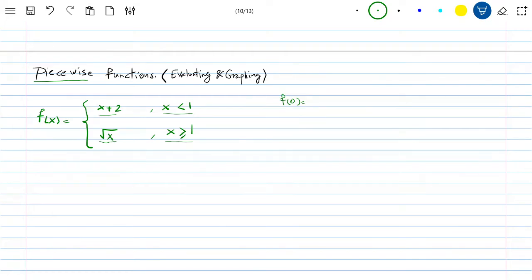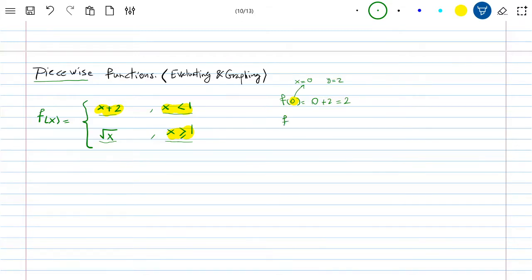What you do is first ask yourself, what is the x value? X in this case is the input given already, 0. So x is 0. Which inequality is it going to satisfy? Is it going to be in this section or in the other section? 0 is less than 1. So therefore, I should use the equation x plus 2 and replace 0 there. So what do I get? I get 0 plus 2, which is 2. So f of 0 is basically 2. That means if you have x value of 0, y value must be 2.